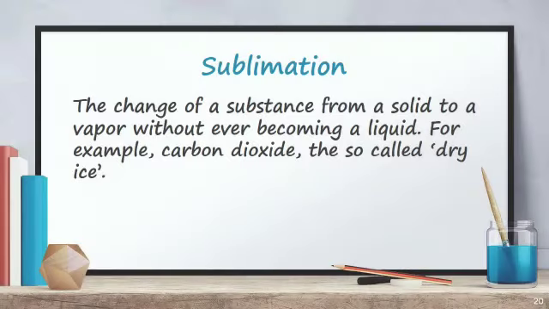The next technique of separation is sublimation, which is basically a change of a substance from a solid to a vapor without ever becoming a liquid. For example, carbon dioxide, the so-called dry ice. Let me give you a very interesting example. If you keep naphthalene balls exposed to air for some days, it is observed that their size gets reduced after some days. Why does this happen? This happens due to the process called sublimation.